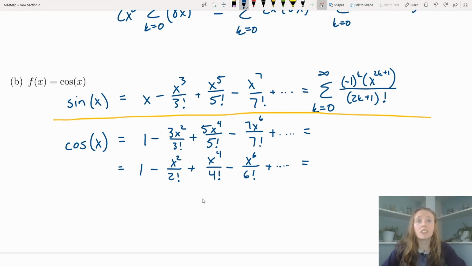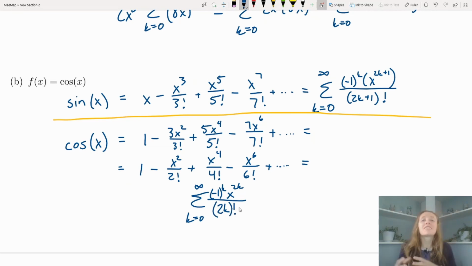So based on our pattern, we'll easily get the summation from k equals 0 to infinity of x to the, we want the even ones now, so it'll be 2k. Again, we're still oscillating between positives and negatives, so we still want negative 1 to the k here. And this time it's going to be over 2k factorial. So you can see that everywhere where there was originally a 2k plus 1, I turned it into a 2k so that I could get those even exponents as opposed to the odd ones. That's that power series representation of cosine of x.